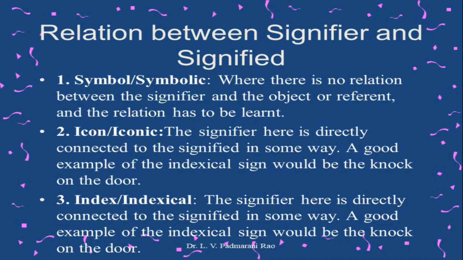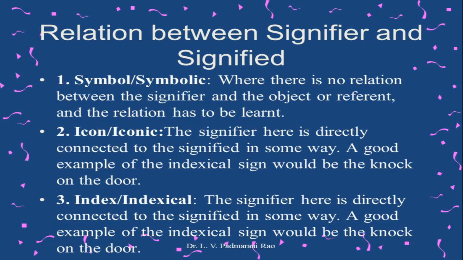The third variety of signifiers identified in a language is index or indexical. The signifier here is directly connected to the signified in some way or the other. A good example of the indexical sign would be the knock at the door. Tick, tick, tick, knock. We infer that the signifier, that is the knock, is connected to the presence of somebody outside who wishes to come in. Another example would be the simple fever. Fever is a sign that is directly connected to the pathological cause. The fever is a signifier that suggests that something is wrong in the body.